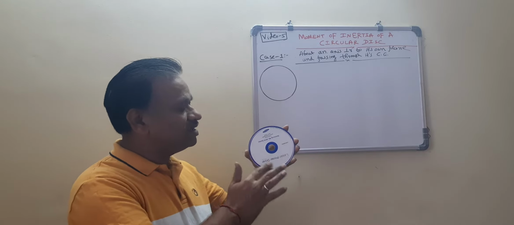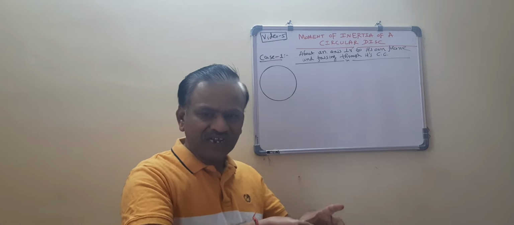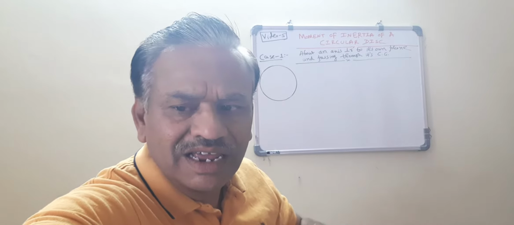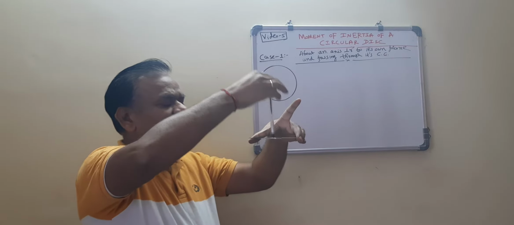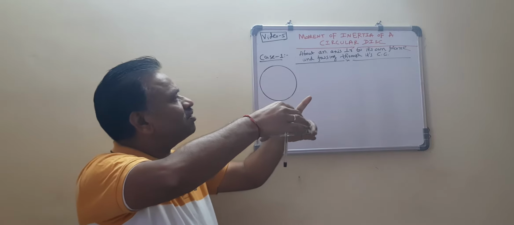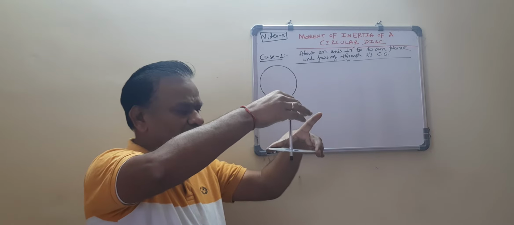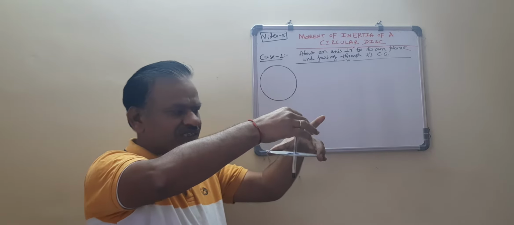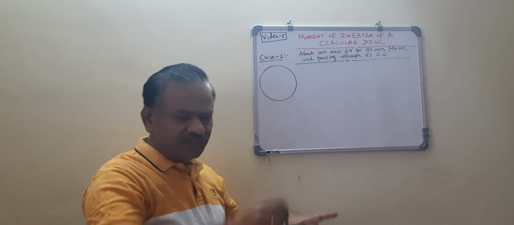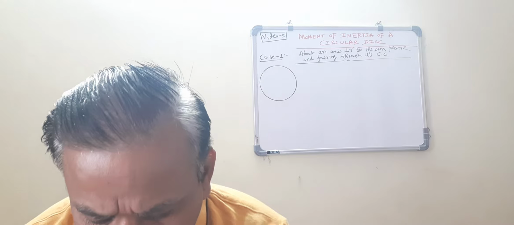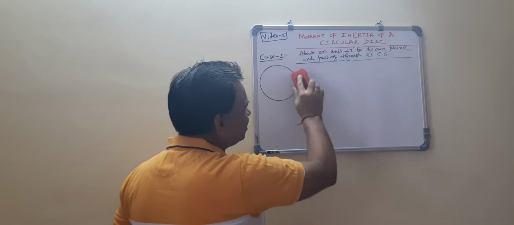Now this is the disc. In this plane, the axis is like this. It is passing through its center of gravity and perpendicular to its own plane. I think you got the point. It is like this. For this, the discussion begins now.